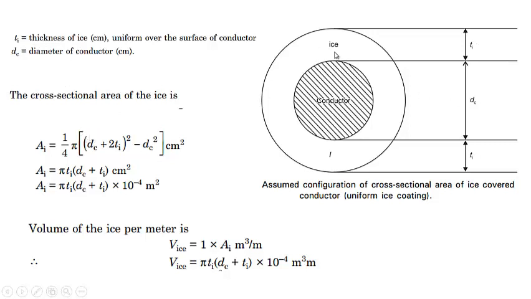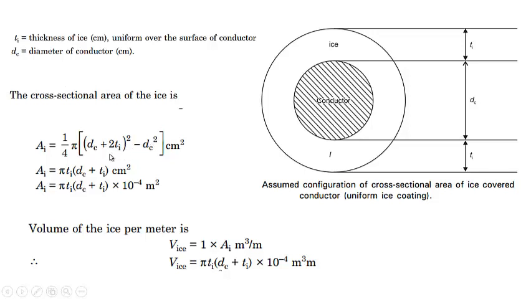The cross-sectional area of the ice only will be the area of the whole circle minus the area of the conductor. The area of the whole circle will be pi by 4. When we calculate it in terms of diameter, it will be pi by 4 into total diameter with ice, which is dc plus twice ti, squared, minus pi by 4 into the area of this circle, that is pi by 4 into dc square. Taking this pi by 4 out, it's equal to (dc plus twice ti) squared minus dc square.